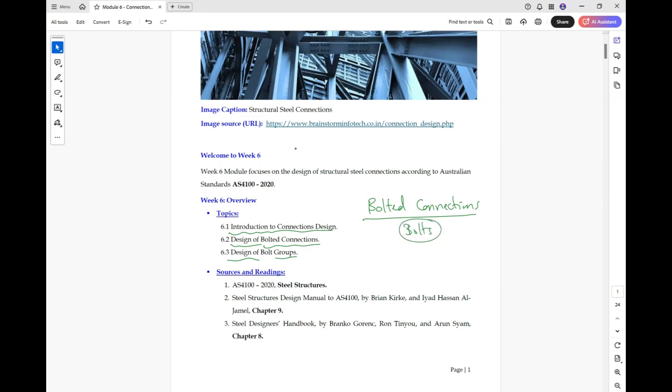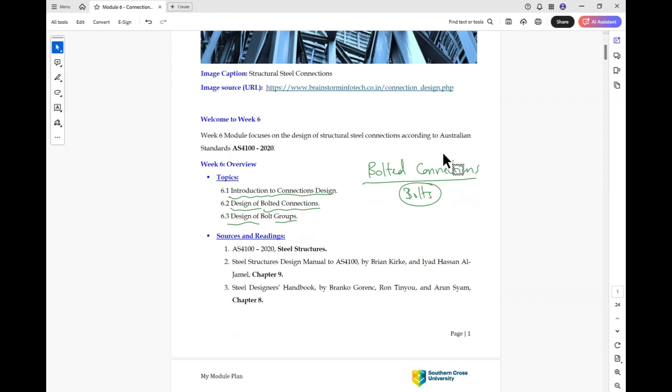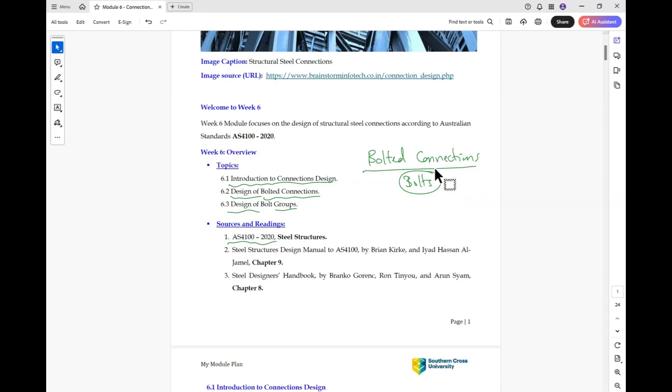And for the welded connection, you may read about it later if you need. But the course will focus only on the bolted connection. And we will be using the structural standard AS4100. And these are the two reference books if you want to have a look at the connection part in these books.